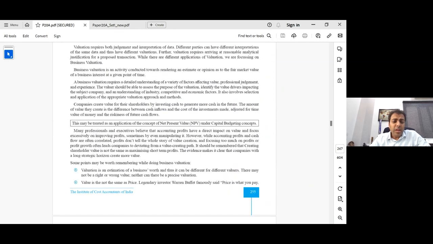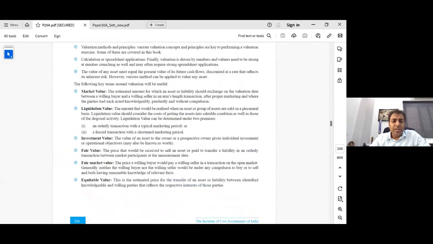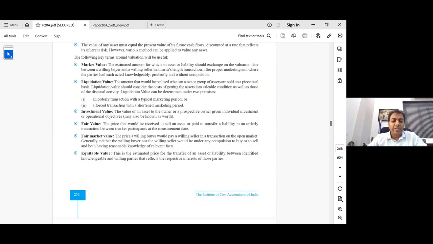So basically, if you look at it, the key terms that hover around valuation include market value, liquidation value, investment value, fair market value, and equitable value. So there are different nomenclatures of value which are given in different regulations. That's briefly covered here. Mostly we deal with something called fair value. That's what your basic application of value would be.